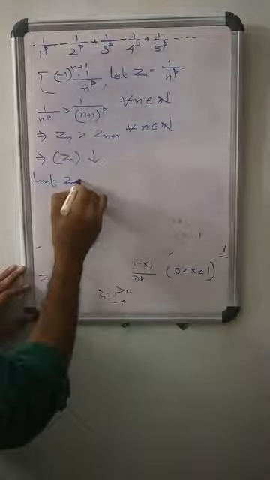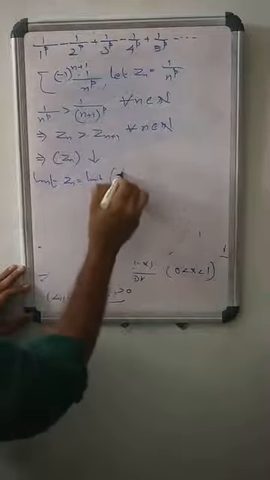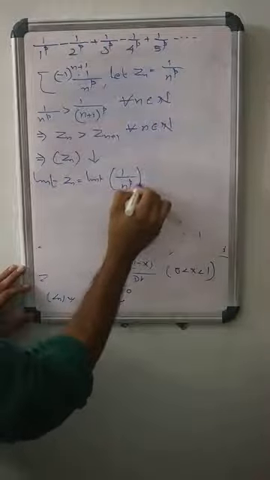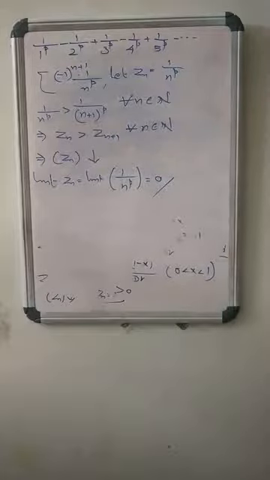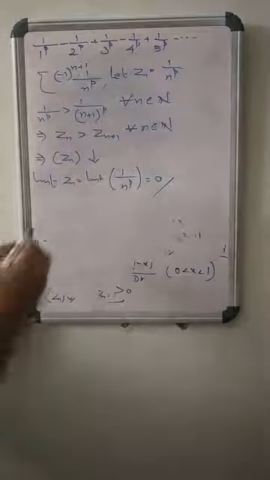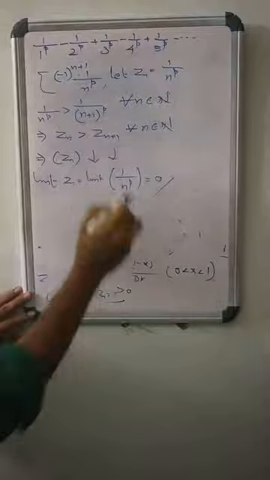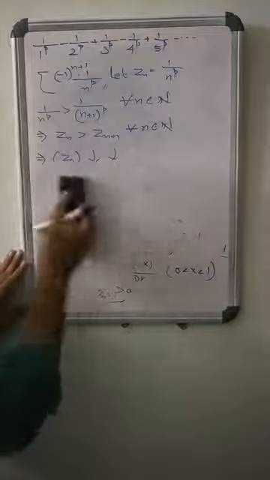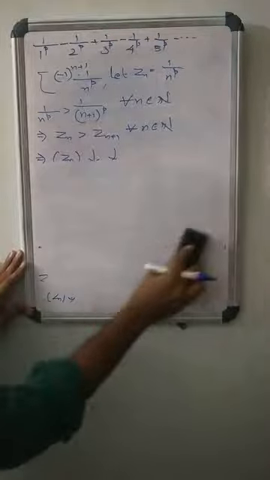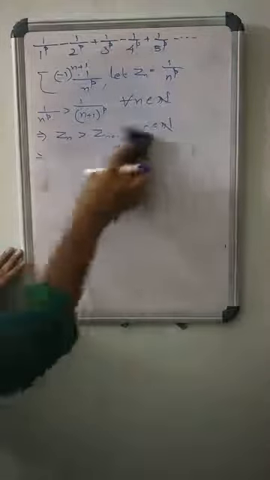Limit Zn equals limit 1/n^p, which is again 0. So again, the sequence Zn is a decreasing sequence, and limit Zn equals 0. Therefore, by the alternating series test, surely we can conclude the given series converges.